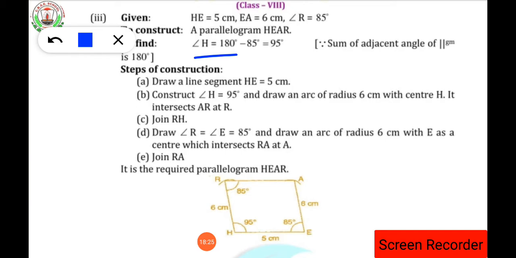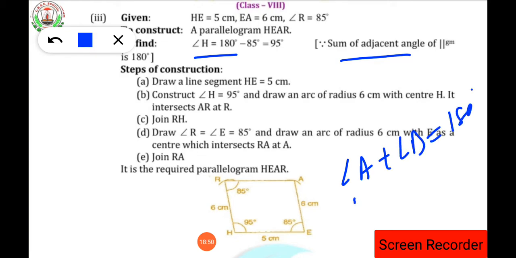Here we have to use the property that the sum of the adjacent angles of a parallelogram is equal to 180 degrees. So this one is the adjacent angle, isn't it? So in order to find the adjacent angle, what do you have to do? Adjacent angle means any two angles, suppose angle A and angle B are adjacent angles, so their sum will be equal to 180 degrees.